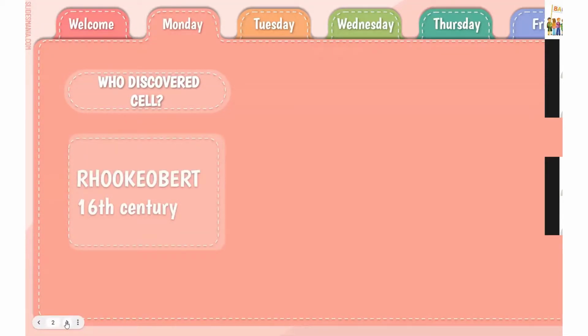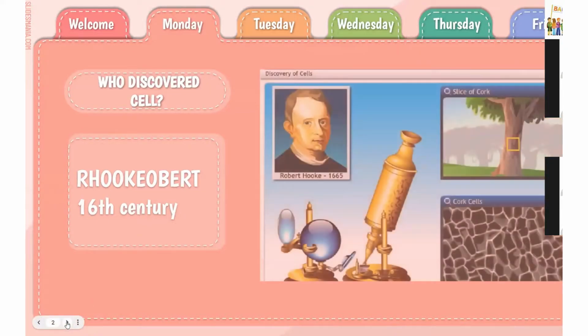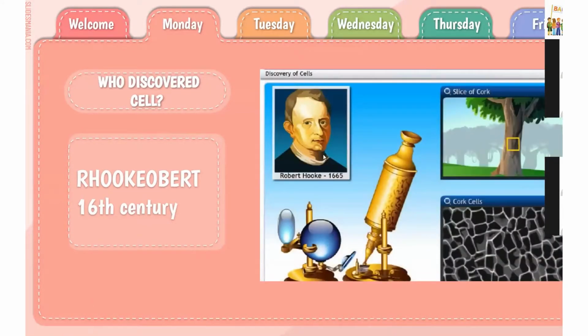I think the spelling got the opposite way. It is Robert Hooke. Okay, I will fix it later. Robert Hooke is the name. In the 16th century, this guy over here, can you see Robert Hooke? In 1665, just remember the 16th century, he was the first person who discovered the cell.